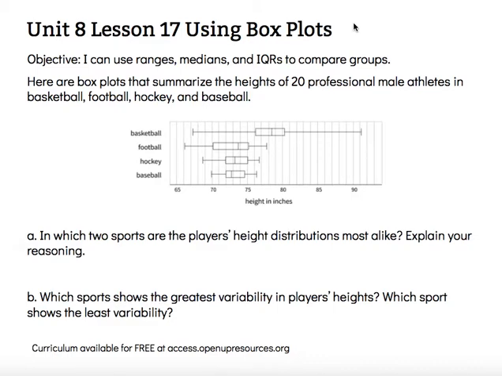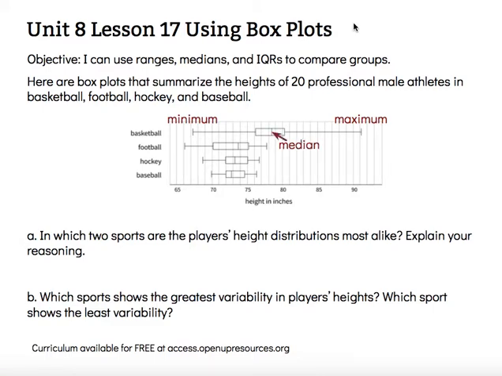Here are box plots that summarize the heights of 20 professional male athletes in basketball, football, hockey, and baseball. Before we get started into the questions, I just want to label a few of the parts. So we know that vertical line segment that's furthest to the left is the minimum for the data. That's the shortest person. And the vertical line segment furthest to the right is the maximum. That's the tallest person in this data set.